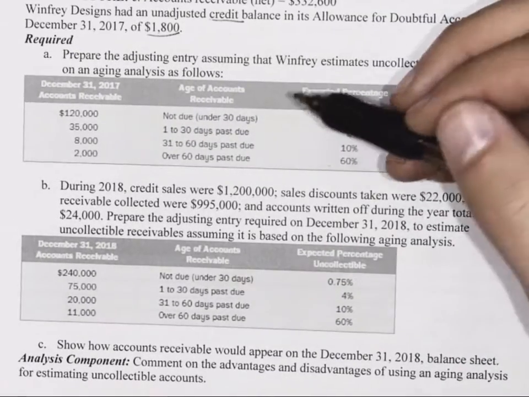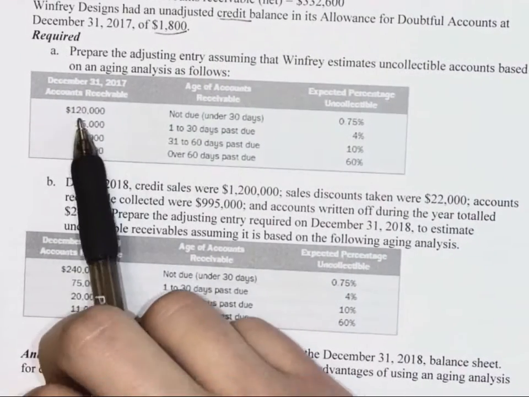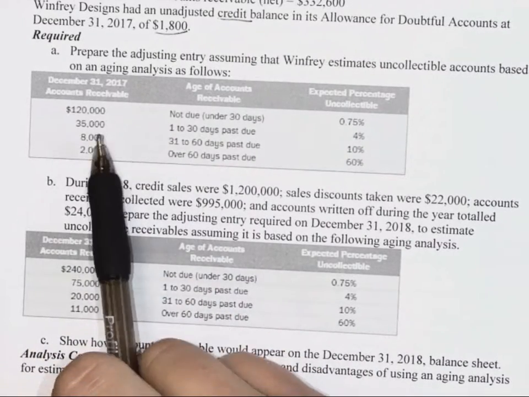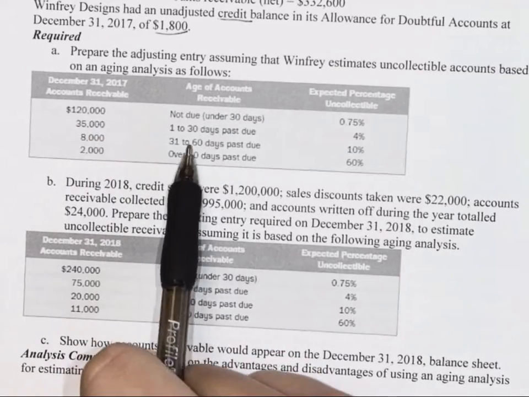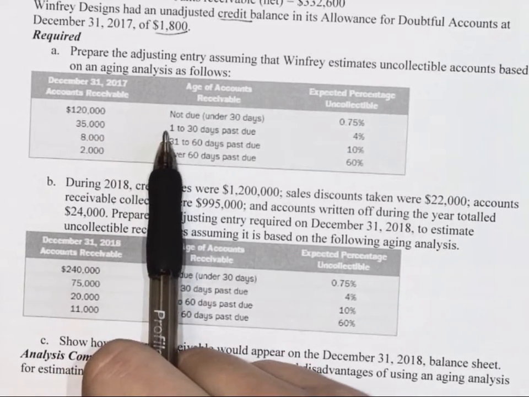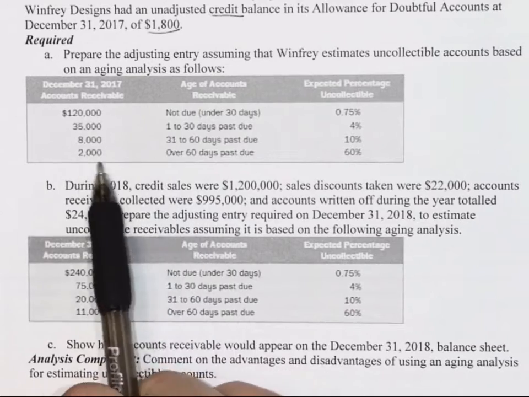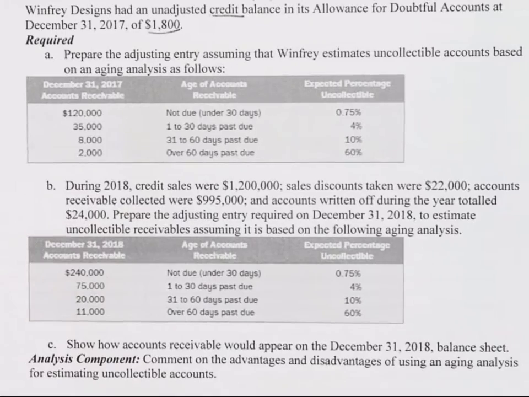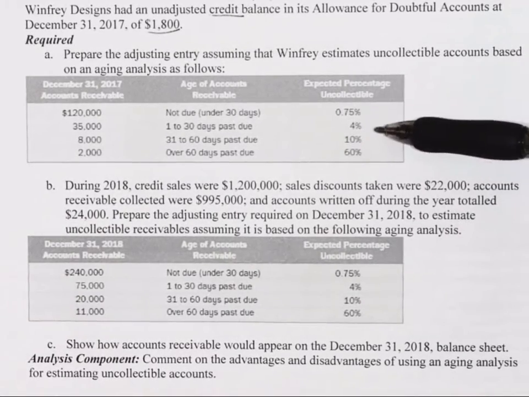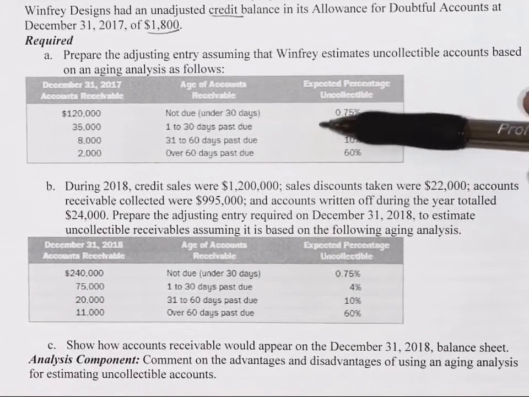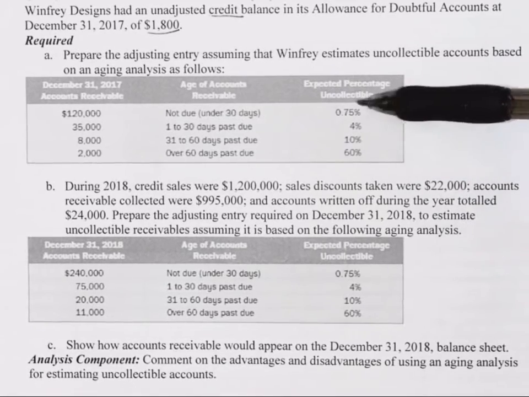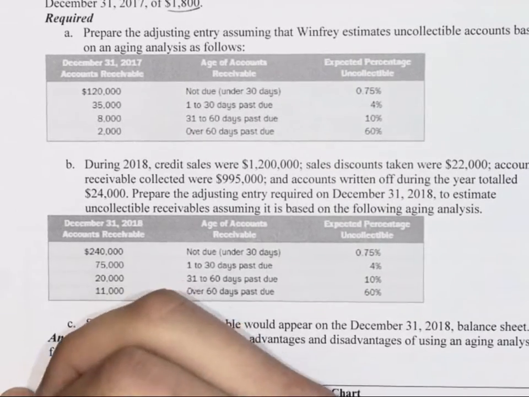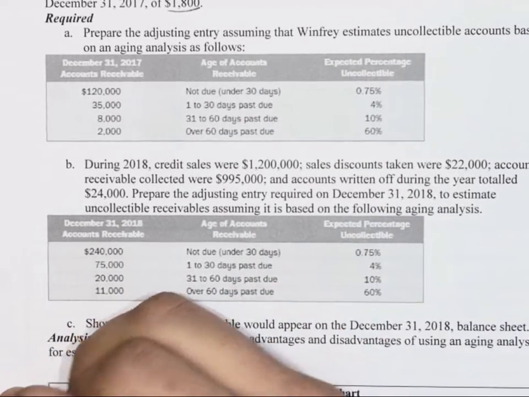So in the aging accounts, it has told us that we have $120,000 in receivables that are not yet due. It's under 30 days. There's $35,000 in receivables that are 1 to 30 days past due, 8,000 that are 31 to 60 days past due, and 2,000 that are over 60 days past due. They've told us what they expect will be uncollectible for each of these different ages. So what we need to do is set up this chart here.